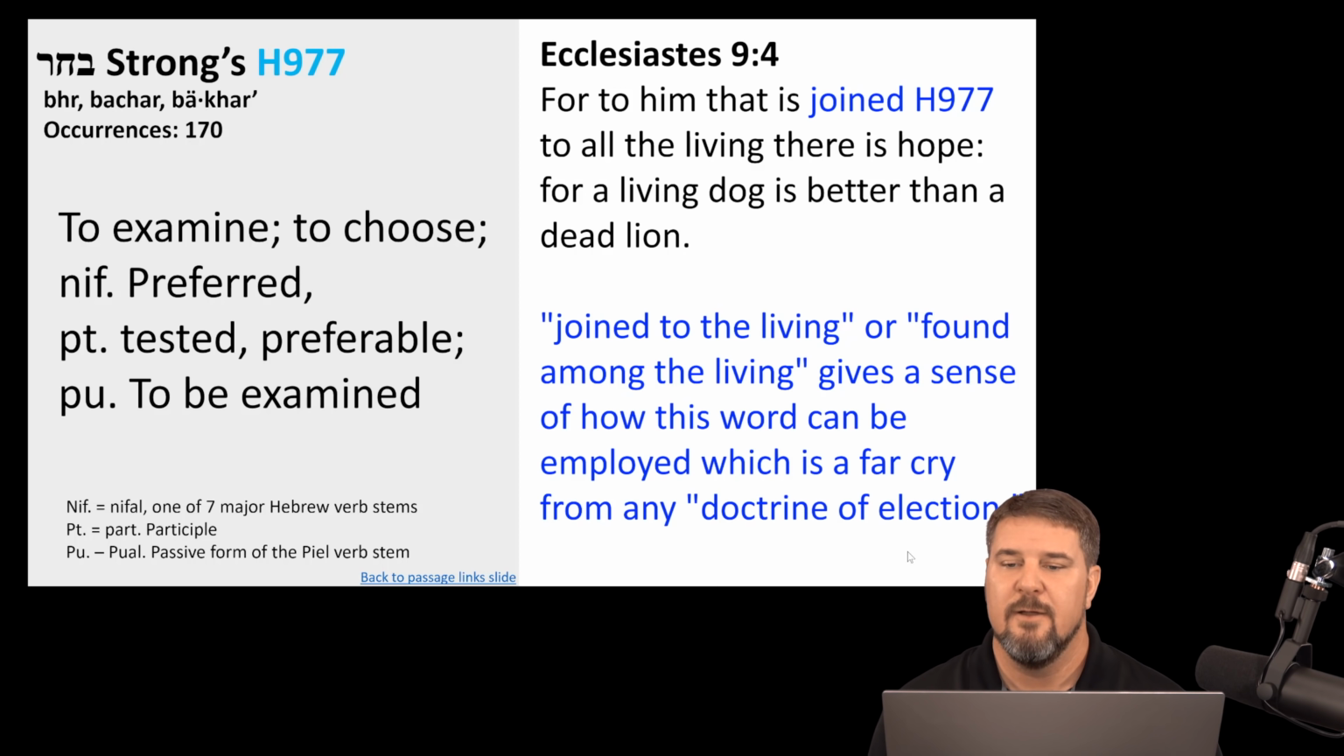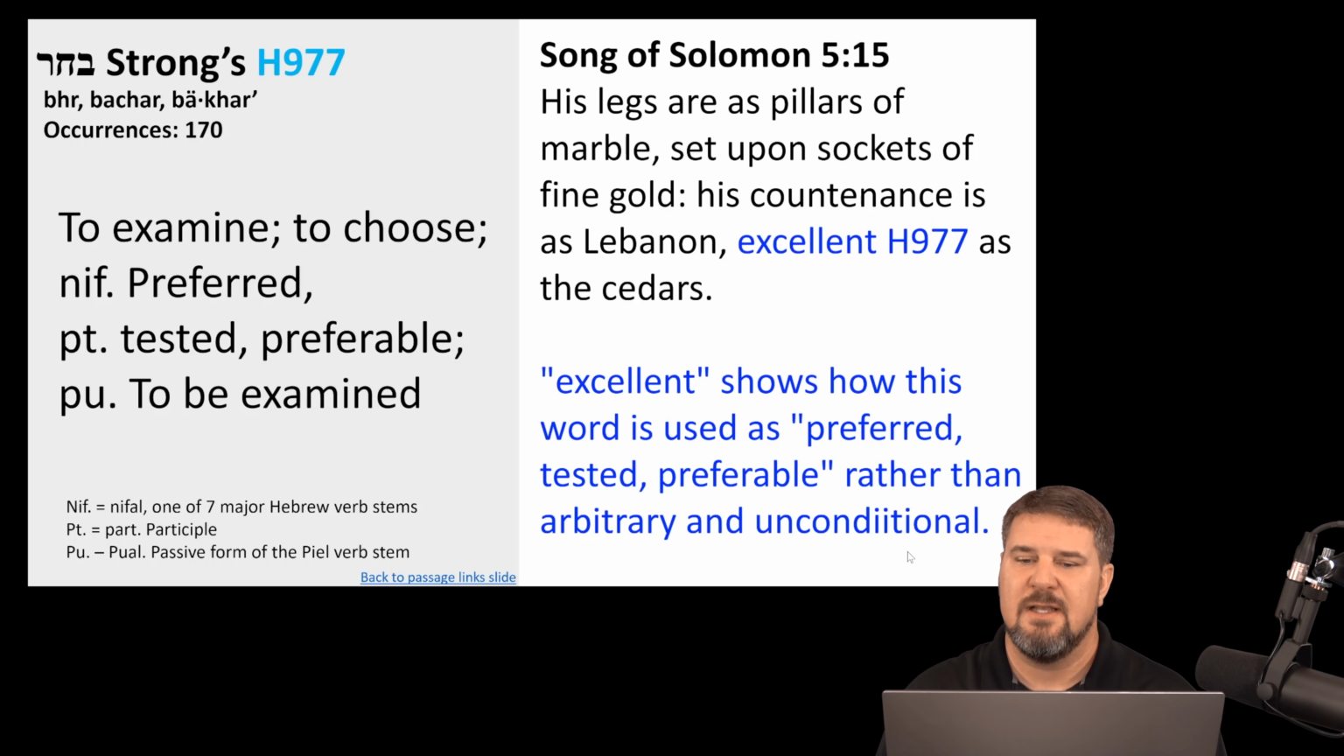Ecclesiastes 9:4, for to him that is joined to all the living there is hope. For a living dog is better than a dead lion. Now, joined to the living or found among the living gives a sense of how this word can be employed, which is a far cry from any doctrine of election. Song of Solomon 5:15, his legs are as pillars of marble set upon sockets of fine gold. His countenance is as Lebanon, excellent as the cedars. Excellent shows how this word is used as preferred, tested, preferable, rather than arbitrary and unconditional.